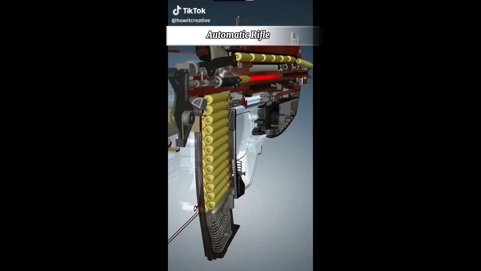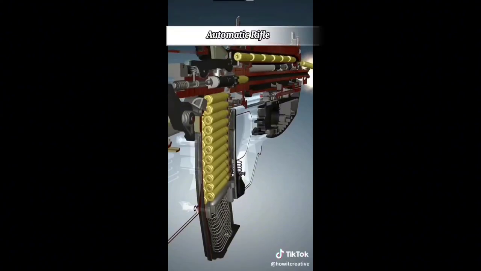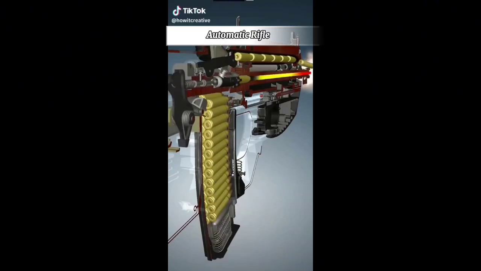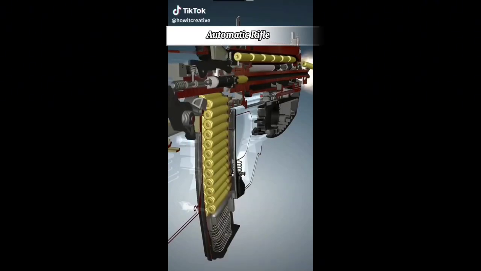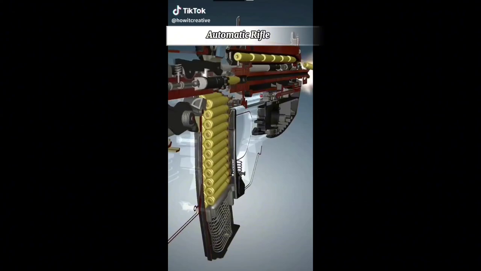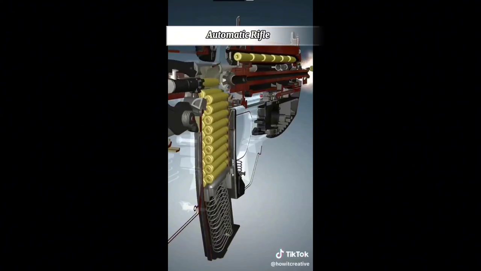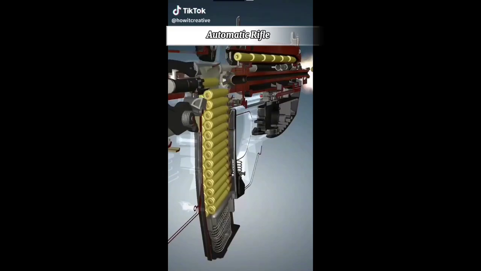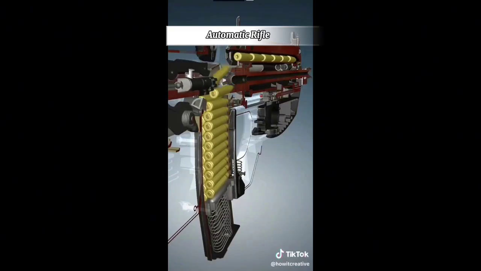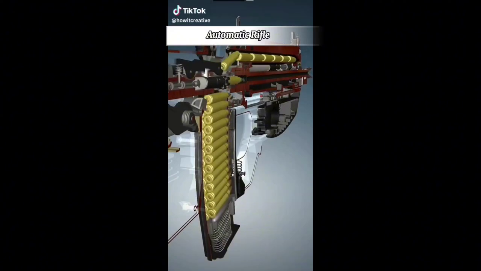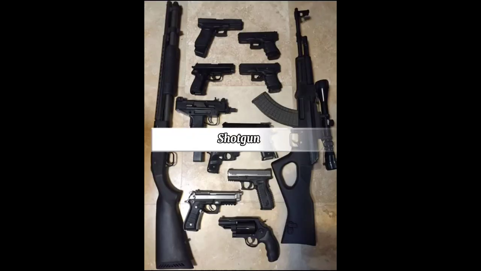An automatic rifle functions by harnessing the energy of each shot to automatically load and fire subsequent rounds as long as the trigger is held down. This is achieved through a cycling mechanism that uses either gas pressure, recoil, or blowback from the previous shot to eject the spent casing, load a fresh cartridge, and cock the firing mechanism.